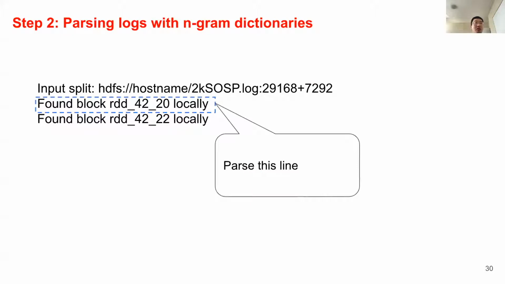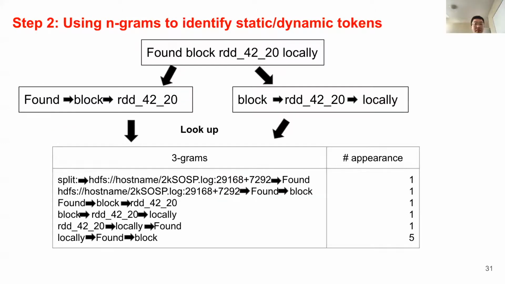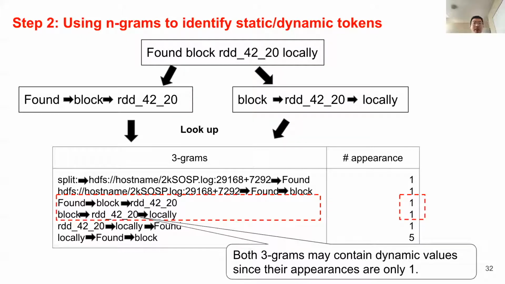Then I will introduce the second step, parsing logs with Ngram dictionaries. In the example, we will parse this log line. At first, we need to transfer the log to trigrams and look up the appearance in the trigram dictionary. Then we can find both trigrams may contain dynamic values, since their appearance is only one.